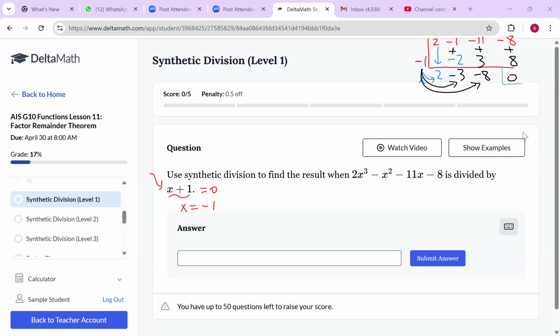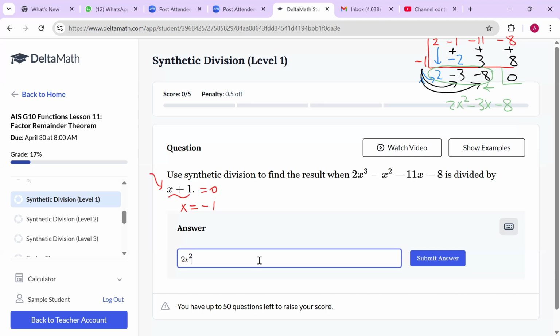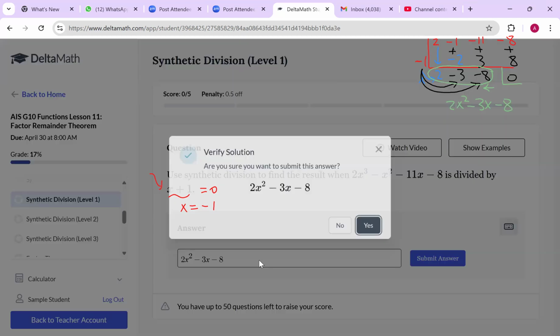And these are the coefficients of the result. So the answer is 2x power 2 minus 3x minus 8. So you move from right to left, and you keep adding powers of x. So the first number does not get an x. The second number gets x. The third number gets x power 2. The fourth number gets x power 3, and so on and so forth. So the result here, or the answer, is 2x power 2 minus 3x minus 8.